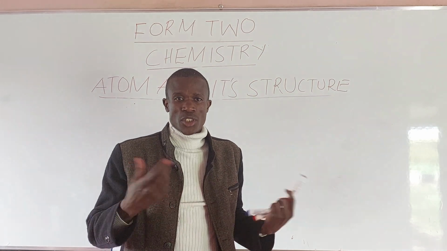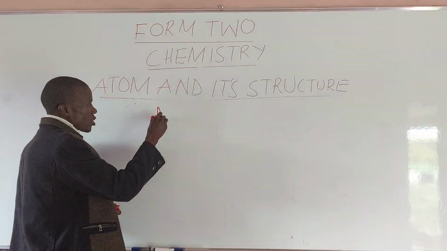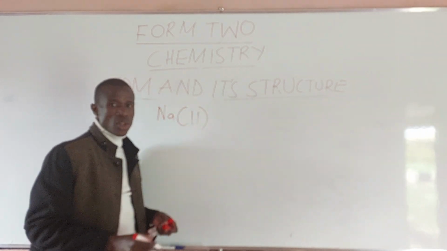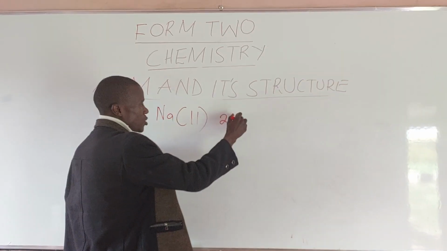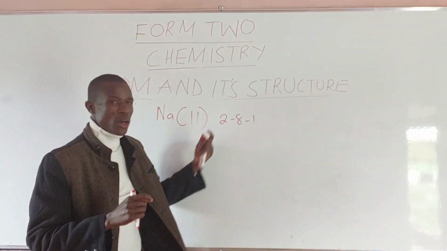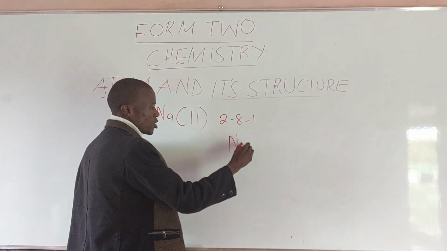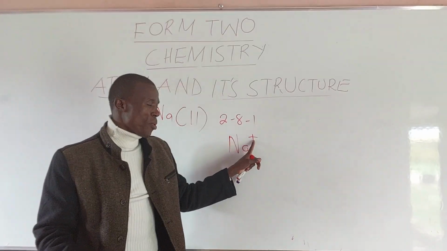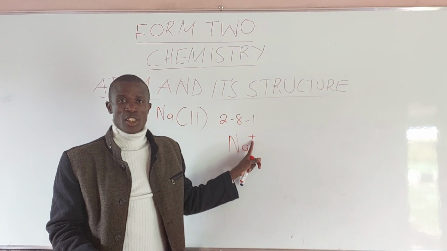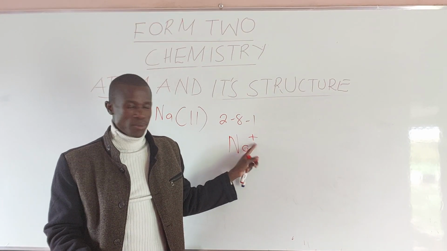Let's say we have sodium. Sodium has atomic number of 11 with electron configuration of 2:8:1. Sodium forms ion by losing its outermost electron to form sodium ion. The positive sign that you are seeing here is basically its charge.